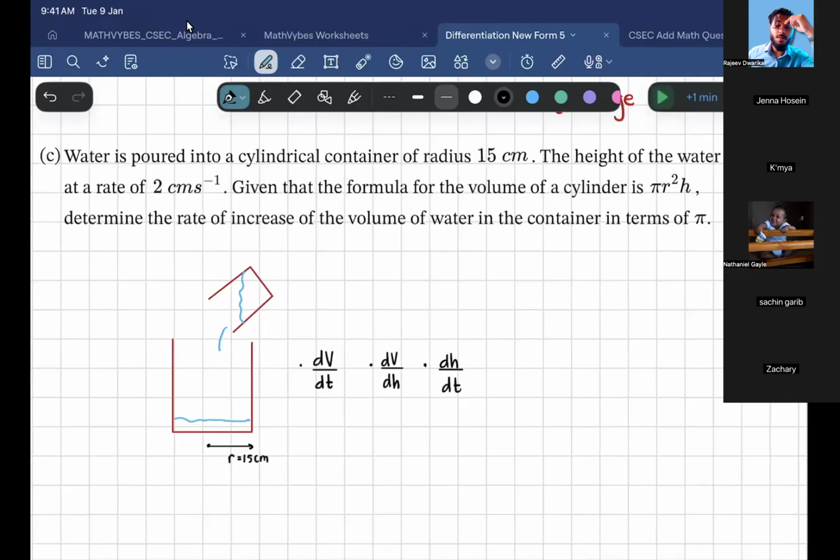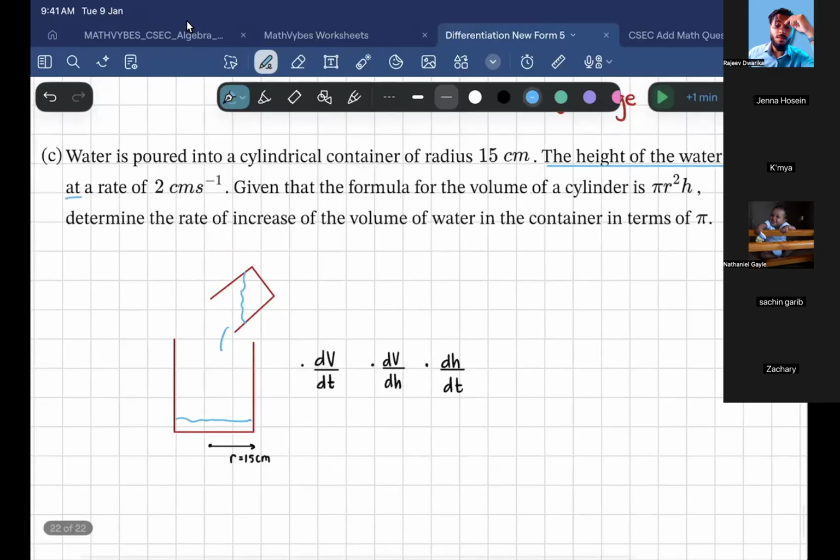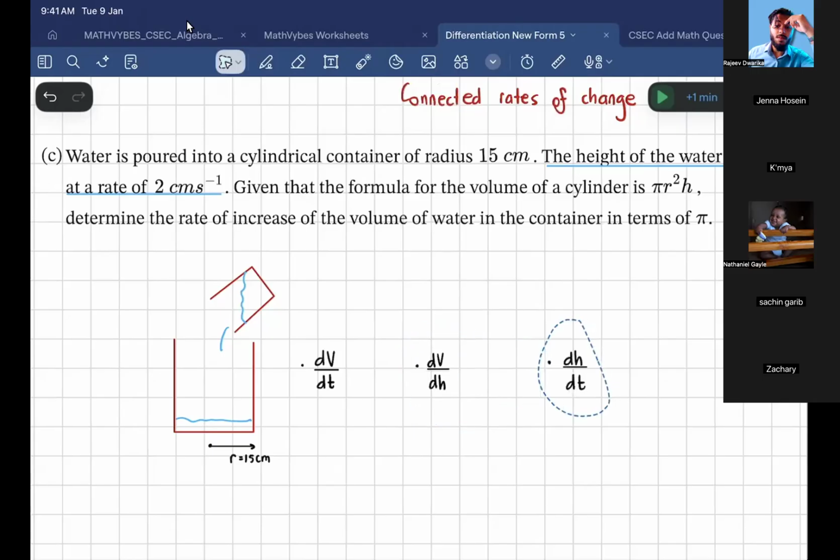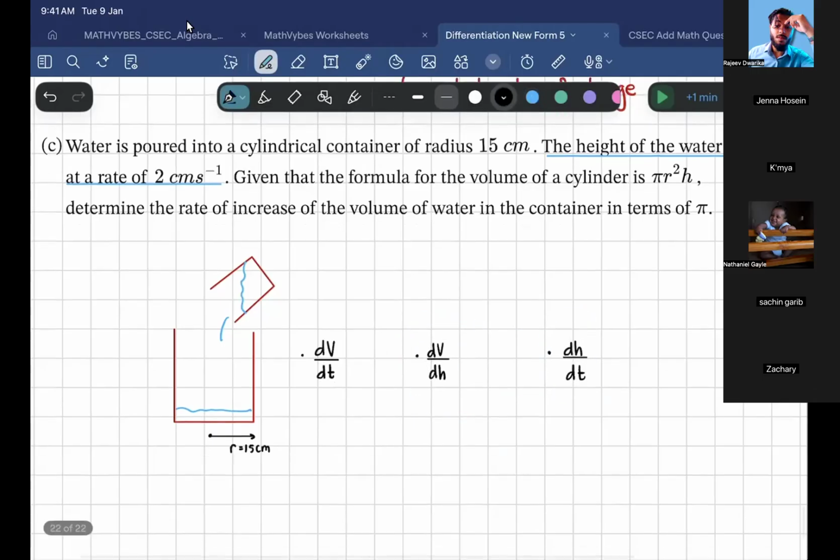So Jenna, let's understand our line. The height of the water increases at a rate of 2 centimeters per second. Which rate of change is that? Is that dV/dt, dV/dh, dh/dt? dh/dt. How about the rest of you, do you all agree? Which rate of change do you think that is? dh/dt. Everybody agree? Okay, cool. So we know that dh/dt is equal to 2 centimeters per second.